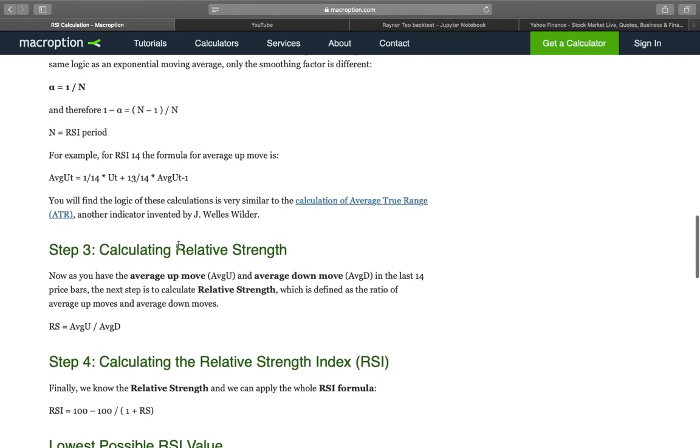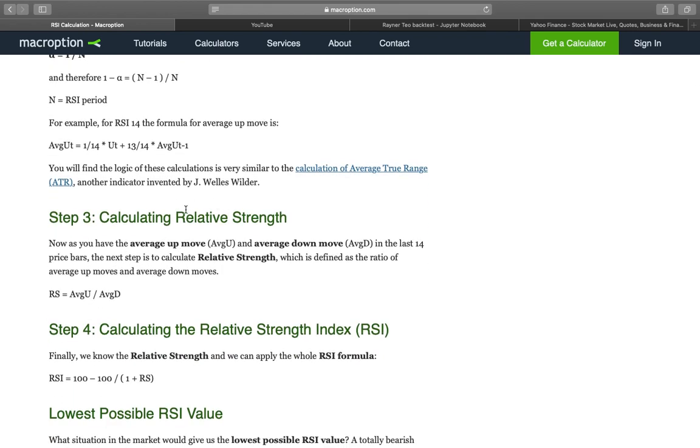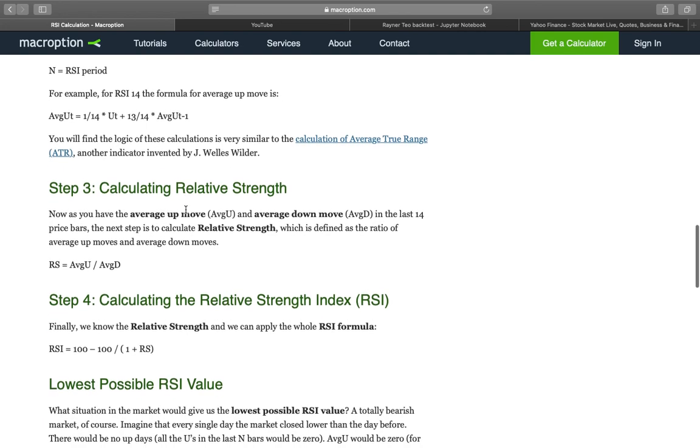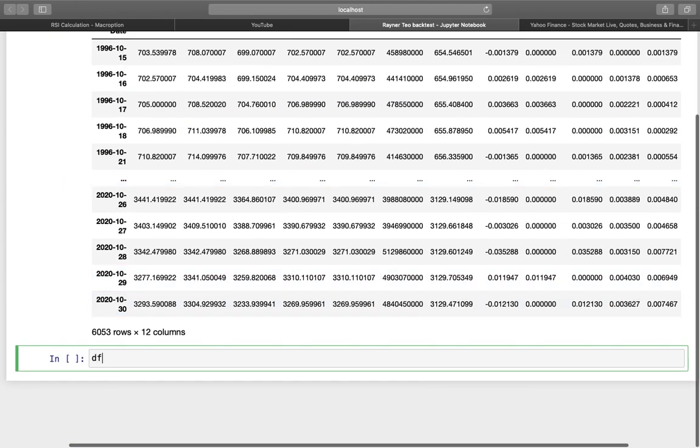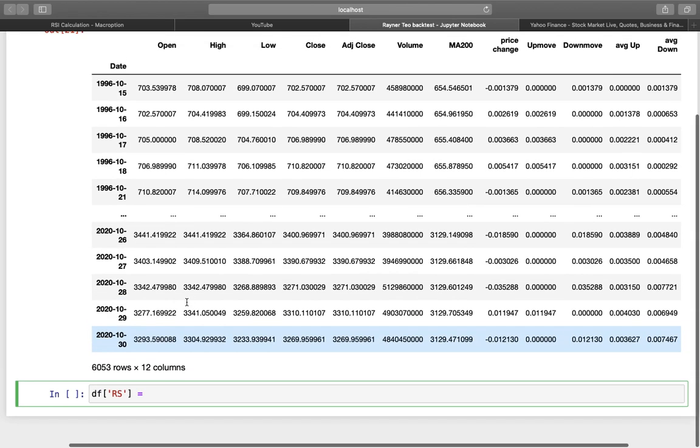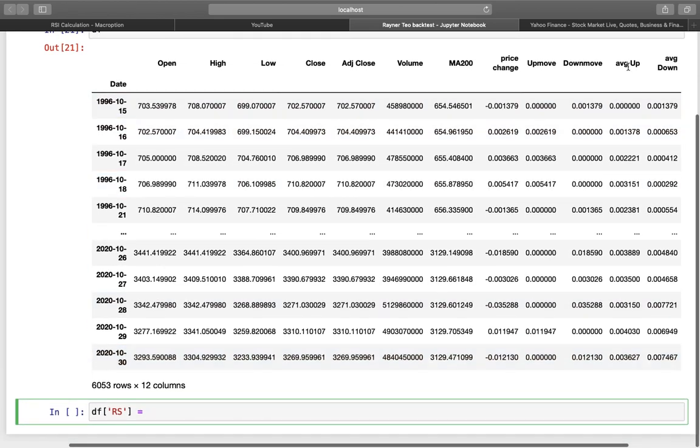Now, the next step is calculating the relative strength. And now it's getting quite easy, because we just use the average up divided by the average down to find our relative strength. So we can just do that by defining a new column here, df, and we're just calling that rs. And we are taking, how did we call that? df average up, divided by df average down. Okay?